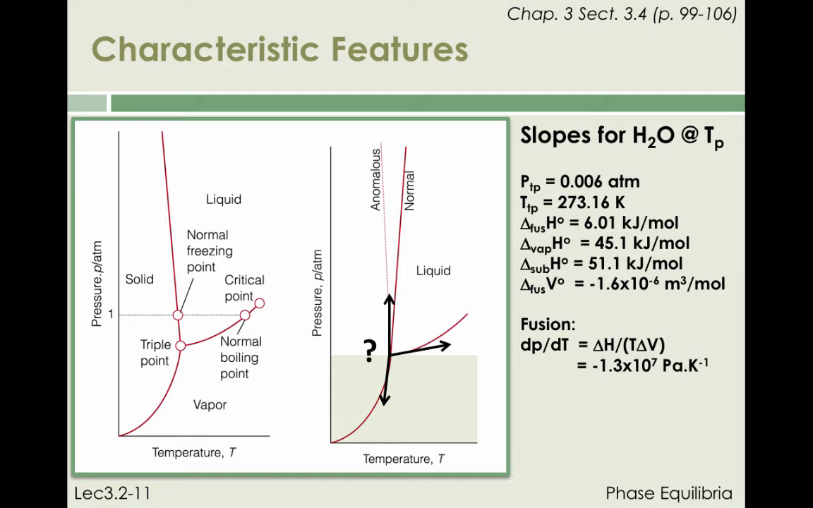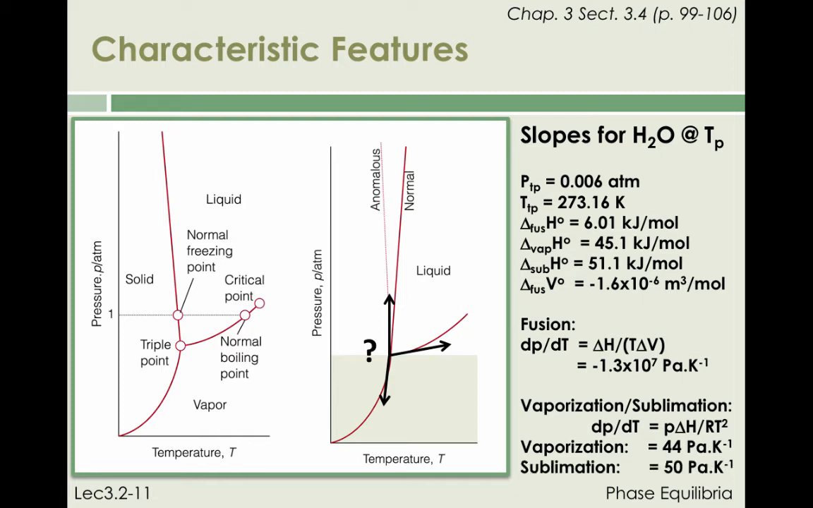We can also calculate the slope of the liquid-vapor coexistence curve as dp over dt equals P times delta vaporization H standard divided by RT squared, and obtain dp over dt equals 44 Pascal per Kelvin. Similarly, we obtain the slope of the solid-vapor coexistence curve as dp over dt equals P times delta sublimation H standard divided by RT squared, and obtain dp over dt equals 50 Pascal per Kelvin.